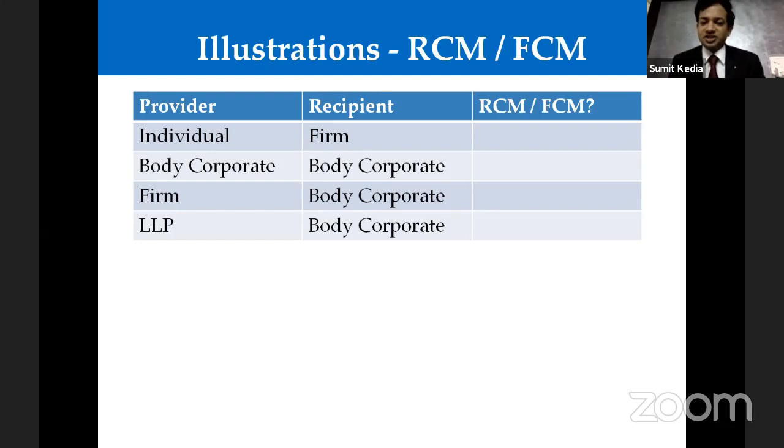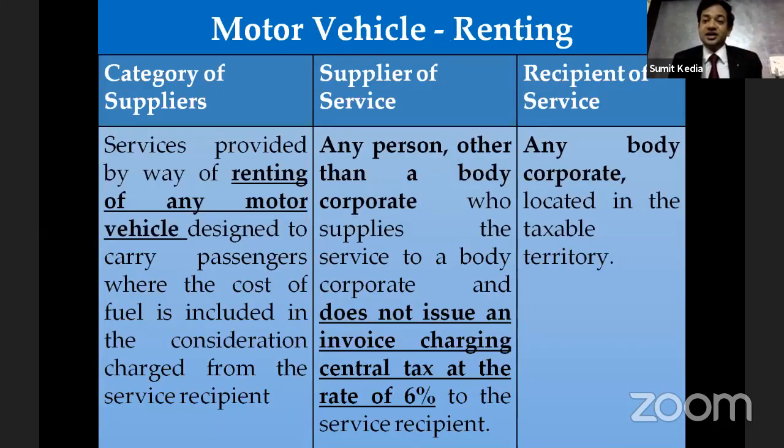So what would be your answer in all the four cases? First case, provider is an individual, recipient is a partnership firm. So whether RCM is applicable or FCM is applicable in this case. If you see, the provider is not a body corporate, satisfied. Recipient is a body corporate, which fails. Both the conditions should be satisfied. I will go back to my slide. Supplier should not be a body corporate. Recipient should be a body corporate. Only if both the conditions are satisfied, RCM will be applicable. Even if one condition fails, RCM will not be applicable.